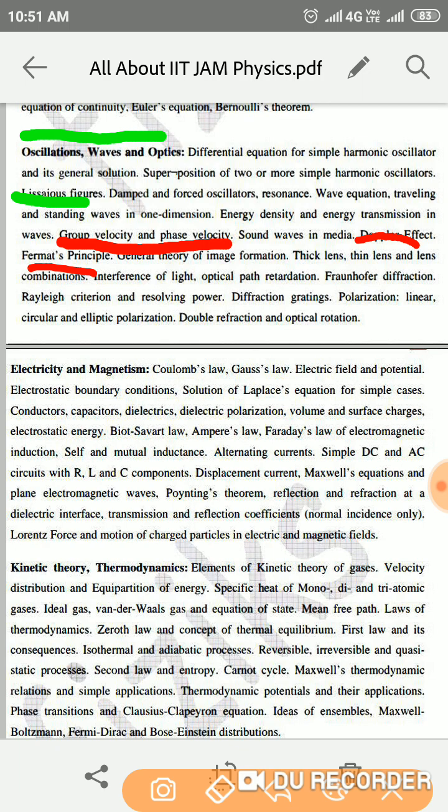And coming to wave optics, first you should know about interference of light, like Young double slit experiment, and n slit interference, for three slits and n slits. These are the important topics for interference. Then Fraunhofer diffraction is also very important. In it, you have to study Fraunhofer diffraction for single slit and Fraunhofer diffraction for double slit.